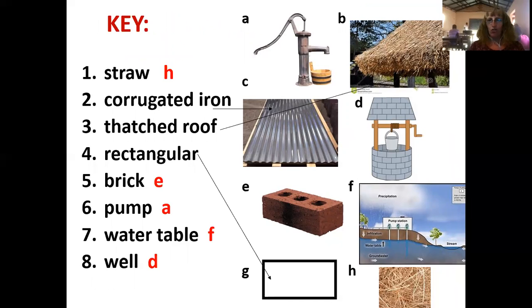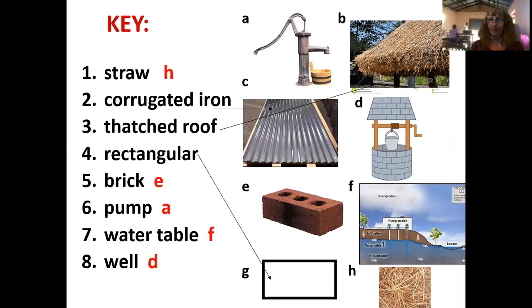So straw is H. Corrugated iron is C. Thatched roof is B. Rectangular is G. A brick is E. A pump is A. The water table is the level of the water under the surface of the land, is F. And a well is D.